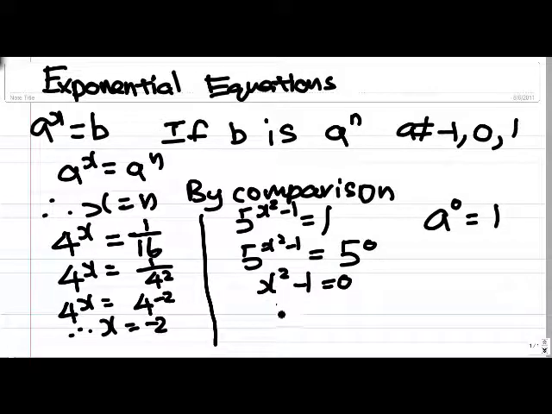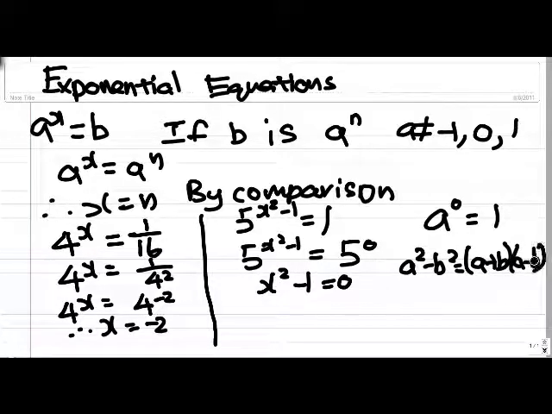Now, how do we factorize this? Can you remember this formula? a squared minus b squared equals a plus b, bracket a minus b. Okay, a plus b multiplied by a minus b. So this x squared minus 1 can be factorized as x plus 1, x minus 1 equals 0.